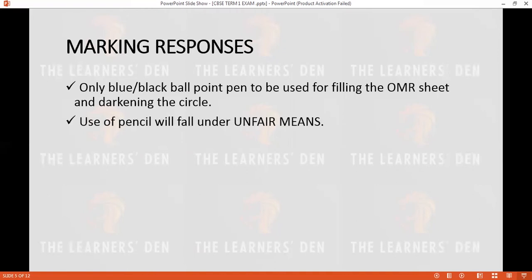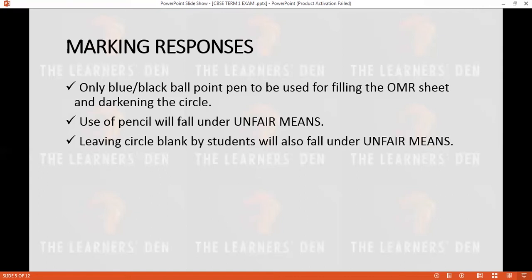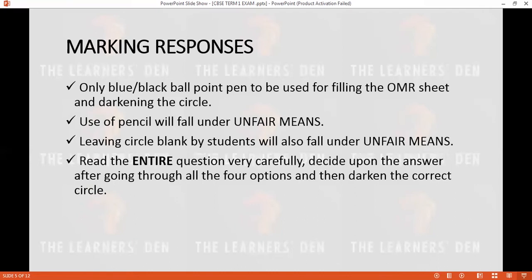Then use of pencil will fall under unfair means. So please refrain from using pencils to mark in your OMR sheet because it will not be considered proper. Leaving any circle blank by the student will also fall under unfair means, or it will be considered that the student has not attempted the question and no marks will be awarded for the same.